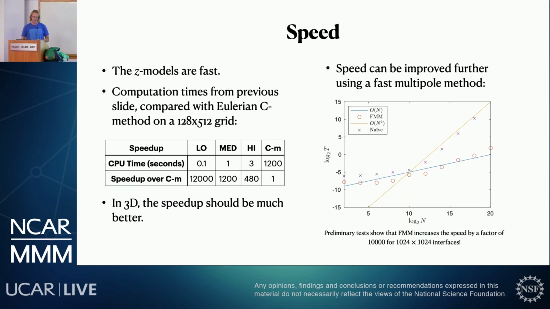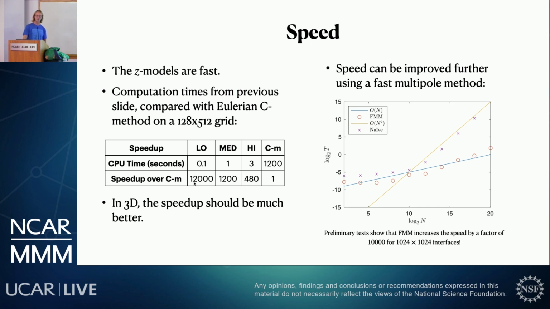What is the speed? I kept saying these interface models are fast. So here, for a particular Rayleigh-Taylor computation, I'm going to compare with a traditional Eulerian method for solving the Euler equation. This is a two-dimensional run. Because we're doing this on our laptops, we can't even do the full three-dimensional run unless we're using our interface models. And we're doing 128 by 512. This is the time it takes for the lower order Z model, this is the medium, this is the higher order model, and this is the so-called C method, the traditional Eulerian approach.